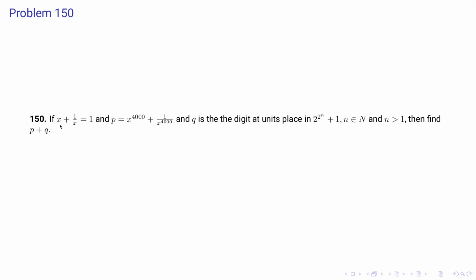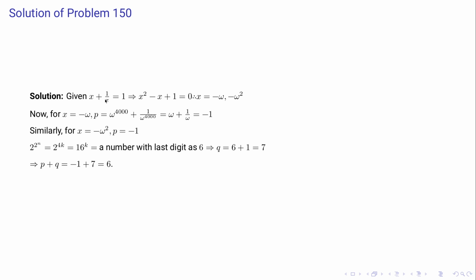Problem 150 says that if x plus 1 by x is equal to 1 and p is equal to x to the power 4000 plus 1 by x to the power 4000 and q is the digit at units place in 2 to the power 2 to the power n plus 1, where n is in the set of natural numbers and greater than 1, then find p plus q. So we are given x plus 1 by x is equal to 1, which gives us x square minus x plus 1 equal to 0, making x equal to minus omega and minus omega square.